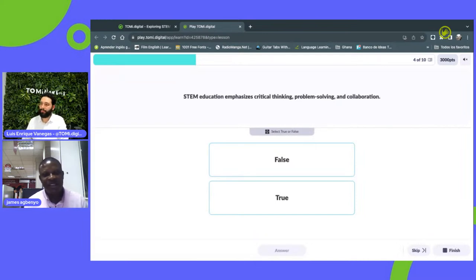STEM education emphasizes critical thinking, problem solving, and collaboration. Is it true or is it false? Let's see what the people have to say. True or false? Let your answers flow. Is it true? Is it false?